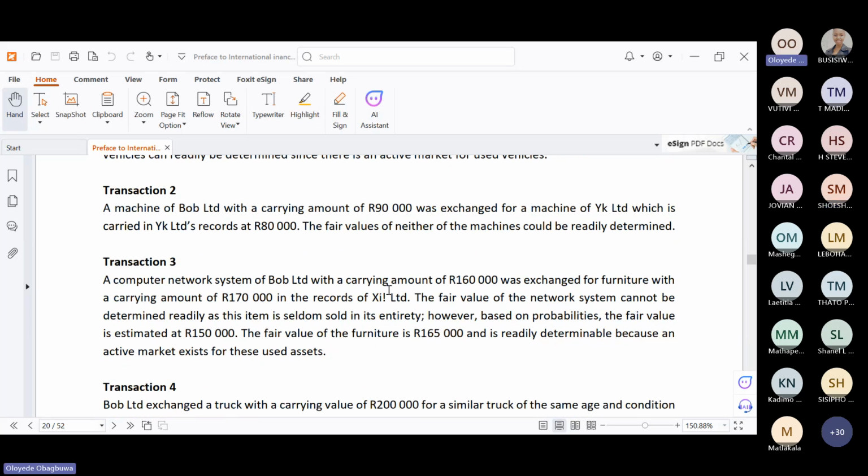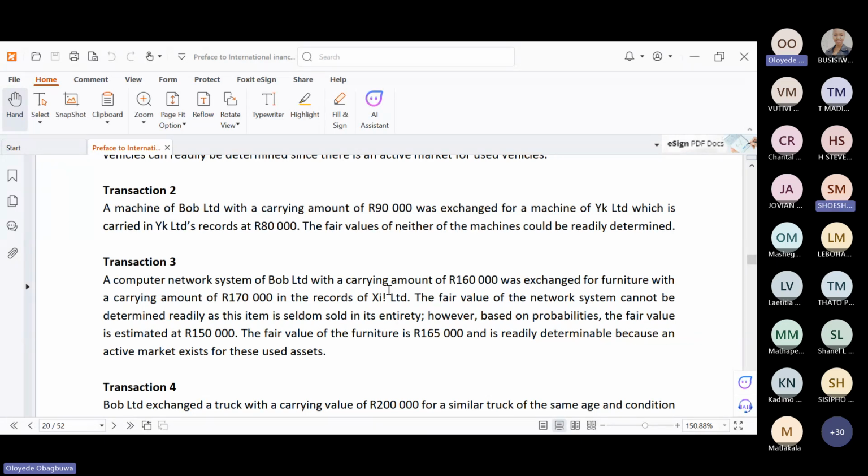Okay, transaction 2. A machine of Bob Limited with a carrying amount of 90,000 was exchanged for a machine of YK Limited, which is carried in the YK Limited records at 80,000. The fair value of neither of the machines could be readily determined.